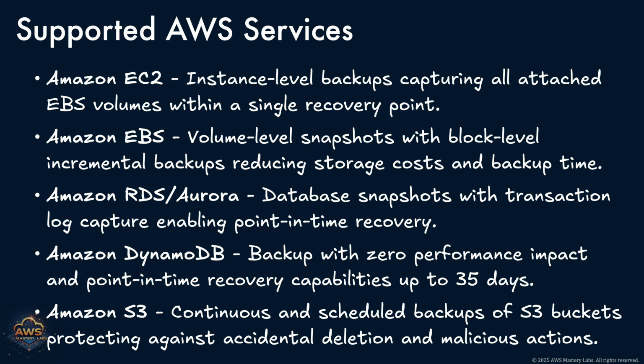For Amazon EBS, the service delivers volume-level snapshots with block-level incremental backups. This means only the changes since the last backup are stored, significantly reducing both backup duration and storage costs while ensuring data durability. Amazon RDS and Aurora are natively supported, allowing for automated snapshots along with transaction log capture. This enables point-in-time recovery so you can restore your database to a specific second within the retention period, a crucial capability for production database environments.